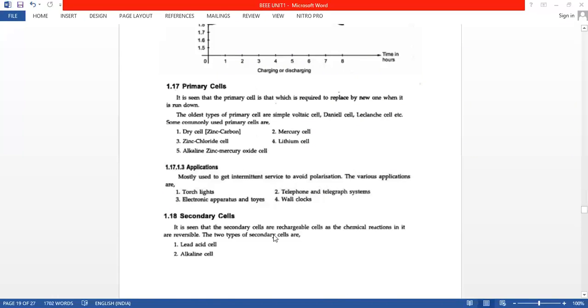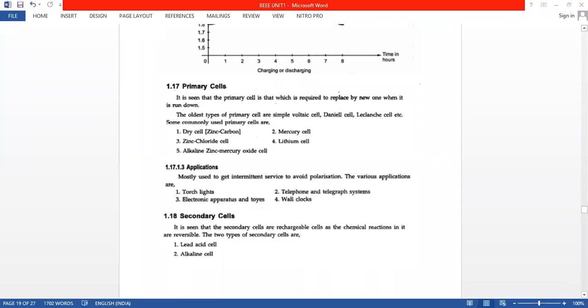Secondary cells. What is the name of the primary cells? Remember, dry cell. Okay, mercury cell. What is the name of the secondary cell? Read out the first cell. What is the first cell you are able to see on the screen? Lead acid cell. Yes, lead acid cell. Okay. So now this is important.